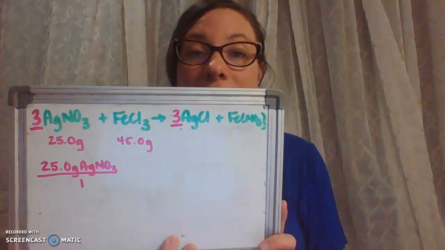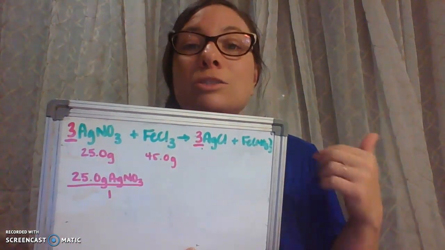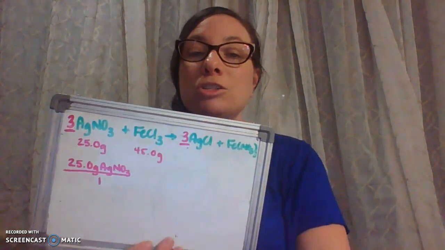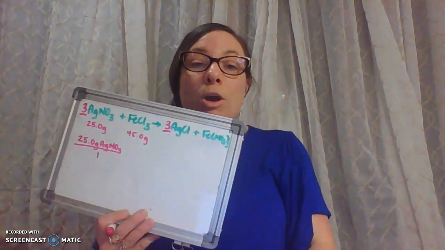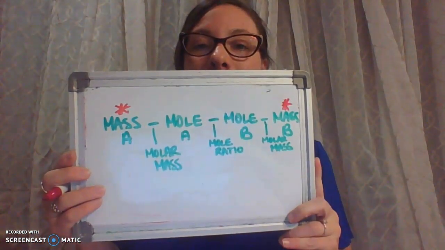So I'm going to convert 25 grams of silver nitrate into moles of silver chloride, and I'm going to convert the 45 grams of iron chloride into moles of silver chloride. That's what part C of this problem is asking us to find. So if we do it in part B, we're cutting out some work, making it a little bit easier on ourselves. Now, when we have grams of anything, the first step is always to convert grams to moles.